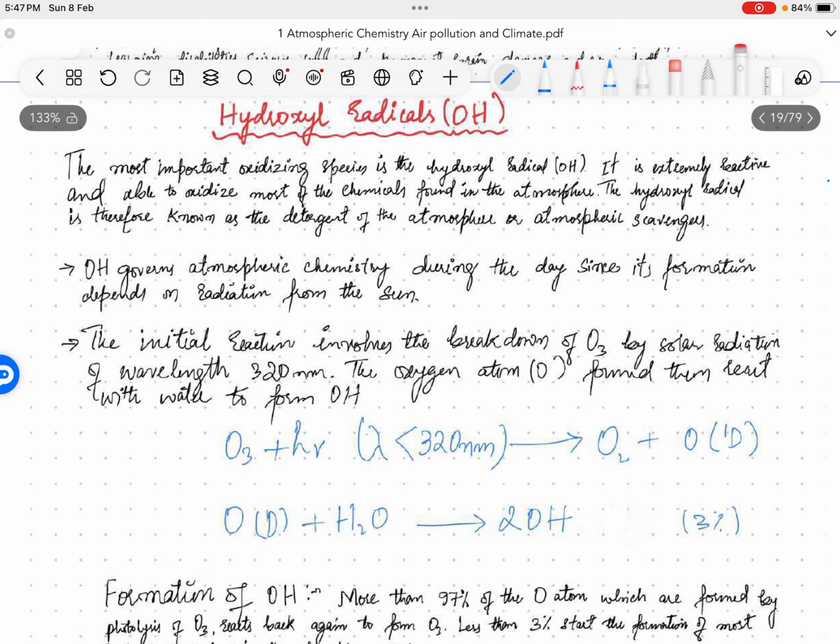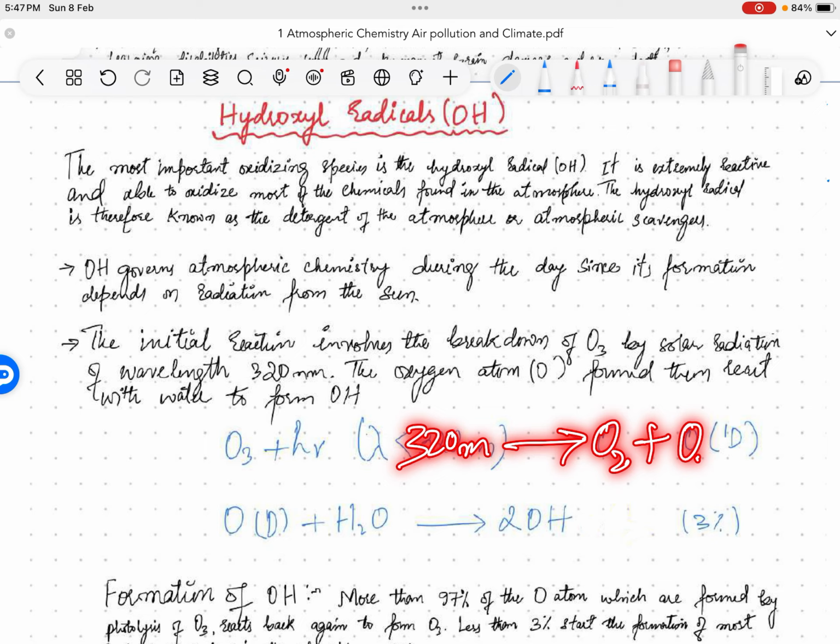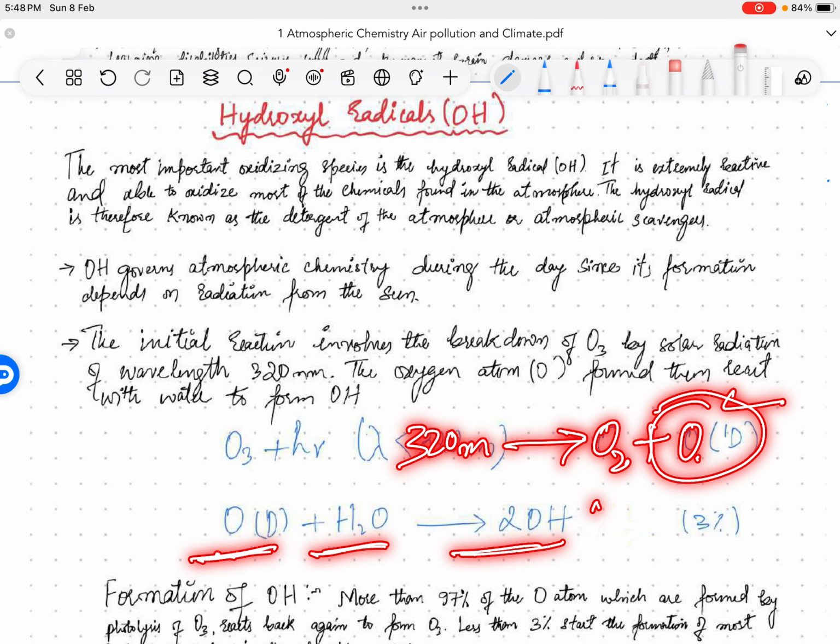In its formation process, the initial reaction involves the breakdown of ozone by solar radiation of 320 nanometer and gives the oxygen molecule with an oxygen atom. This oxygen atom so formed will react with the water and give us the most important oxidizing agent of the air, that is OH radical.